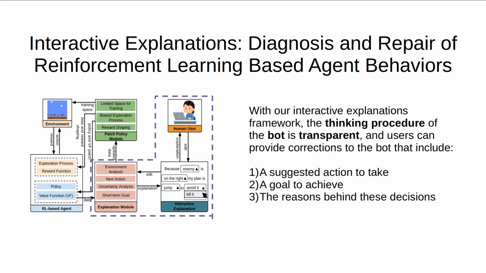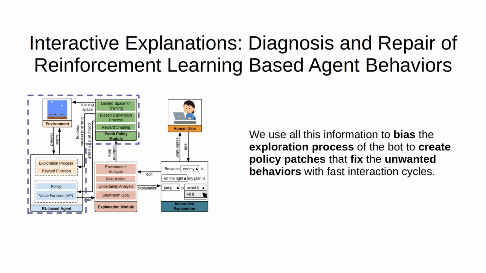provide corrections to the bot that include a suggested action to take, a goal to achieve, and the reasons behind these decisions. We use all this information to bias the exploration process of the bot to create policy patches that fix the unwanted behaviors with fast interaction cycles.